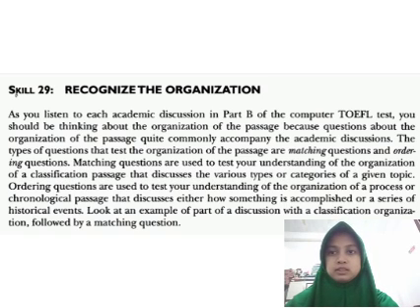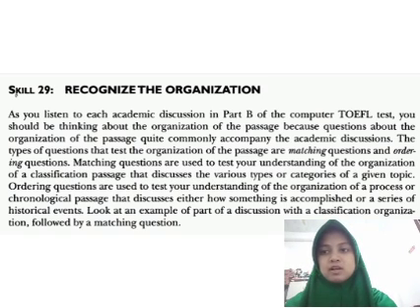Well, in this next skill, or strategy number 29, we are going to recognize the organization. As you listen to each academic discussion in Part B of the computer TOEFL test, you should be thinking about the organization of the passage, because questions about the organization of the passage quite commonly accompany the academic discussion. The types of questions that test the organization of the passage are matching questions and ordering questions.